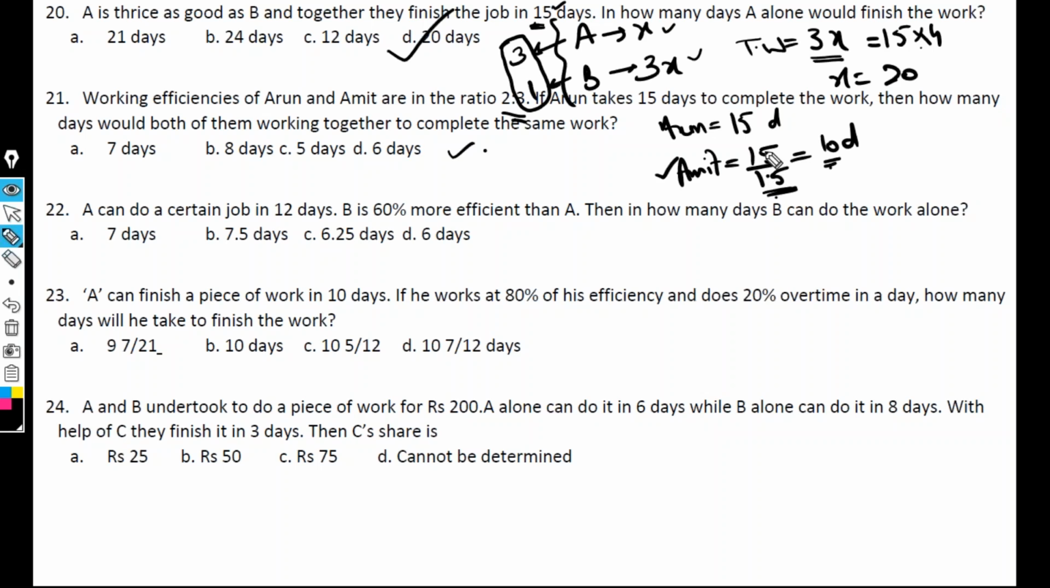Good, good. Sarah, if your efficiency is 1.5 times, just divide the value by 1.5. If your efficiency is 2 times, divide the value by 2. If your efficiency is half, divide the value by 1 by 2. Is it done, Sarah?